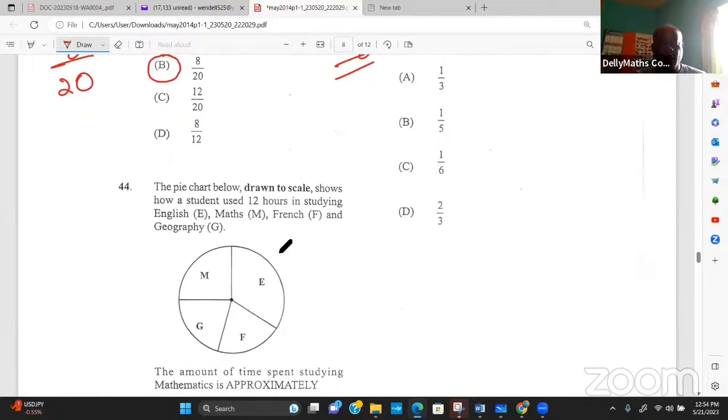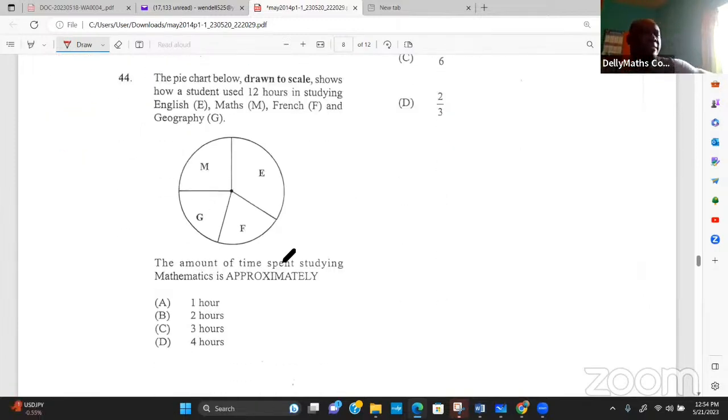Continue. 44 says the pie chart below, drawn to scale. Watch what I said: the pie chart below, drawn to scale. Not "not drawn to scale", it says drawn to scale. So that means you can look at things now and estimate based on the shape, because it is drawn to scale. It shows how a student used 12 hours in studying.